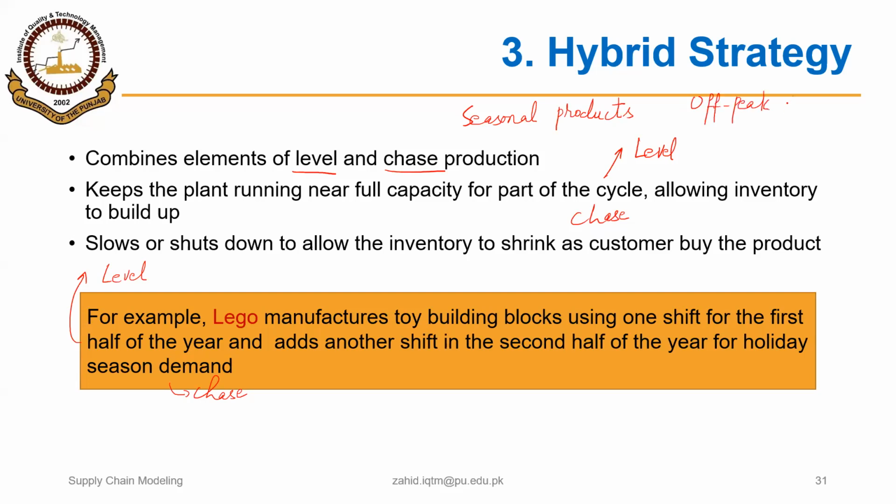So generally, during the off-peak season, the organizations go for the level strategy. Just as we saw in the case of Lego manufacturers. And during peak season, the organization goes for chase strategy. And this is a very common approach for seasonal products, like, for example, air conditioners or some clothing for the winter. So this approach is generally used.